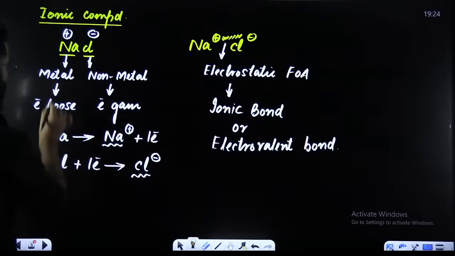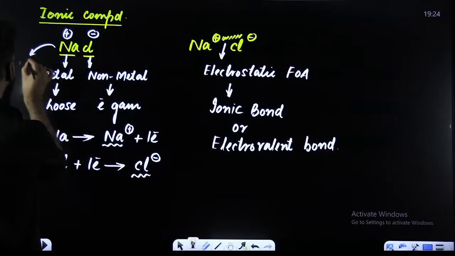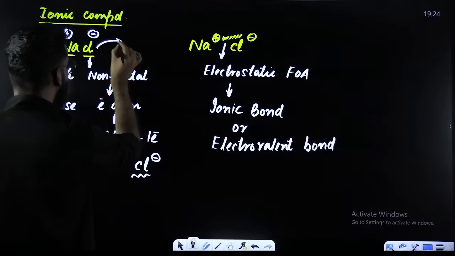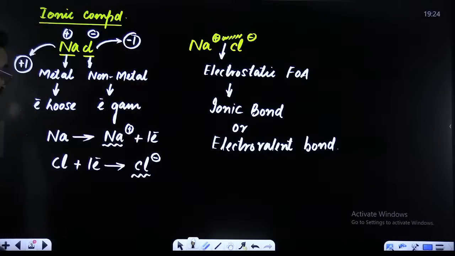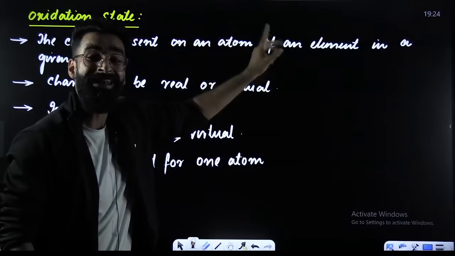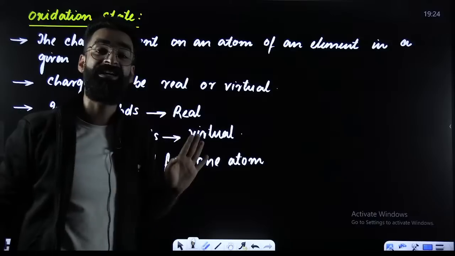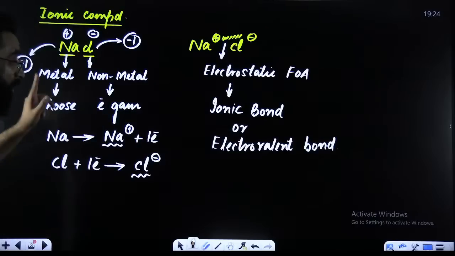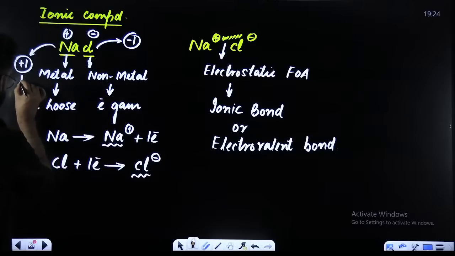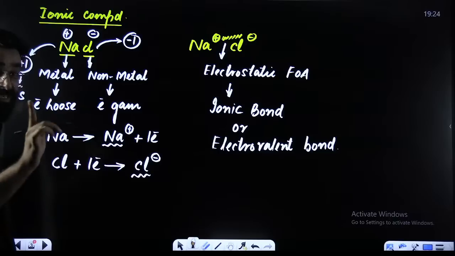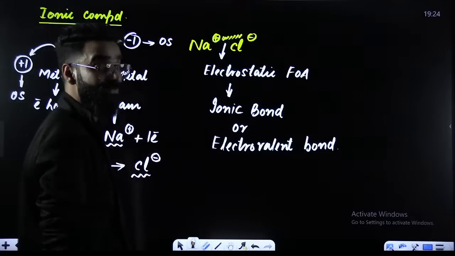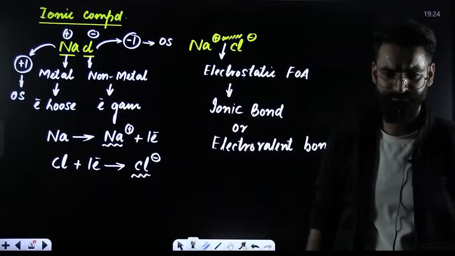So if I ask you, what is the charge present on 1 atom of sodium here? You will say the charge present on 1 atom of sodium is +1, and the charge present on 1 atom of chlorine is -1. And as per the definition, the charge present on 1 atom of an element, what do we call that? It is something which we call as oxidation state. So this +1 is the oxidation state of sodium in case of NaCl. This -1 is the oxidation state of chlorine in case of NaCl. I believe this is clear to everyone.